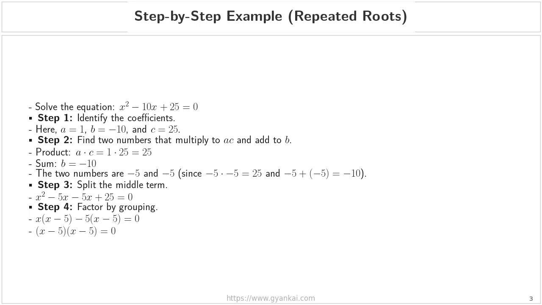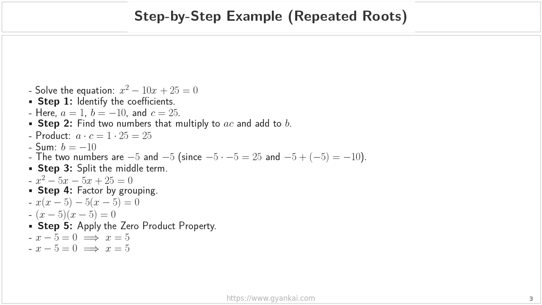In step 4, we use the method of factoring by grouping. We'll group the first two terms together and the last two terms together. From the first group, we can factor out an x, leaving us with x times the quantity x minus 5. From the second group, we can factor out a negative 5, which also leaves us with the quantity x minus 5. This gives us x times the quantity x minus 5, minus 5 times the quantity x minus 5, all equals 0. Since both terms share the same binomial, we can simplify this to the quantity x minus 5 times the quantity x minus 5 equals 0.